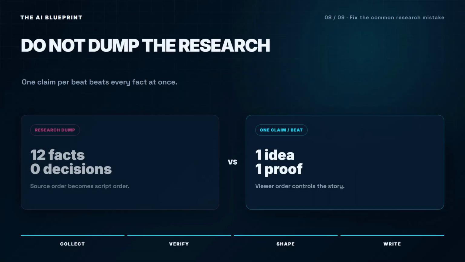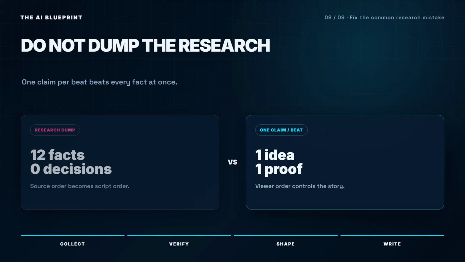The common mistake is treating all verified facts as mandatory. That creates a script with strong research and weak retention. The correction is ruthless: 1 primary claim per beat, 1 supporting detail, and 1 visible proof. Everything else stays in the ledger for the description, a future video, or a comment reply.